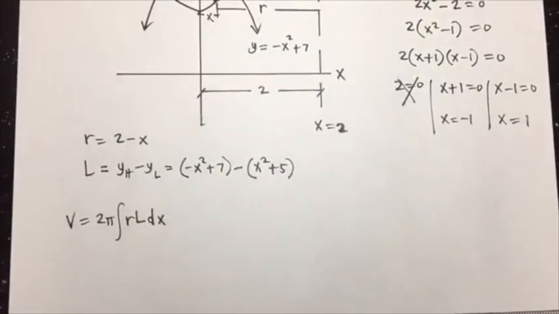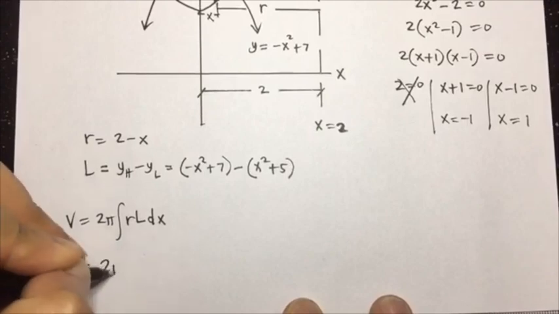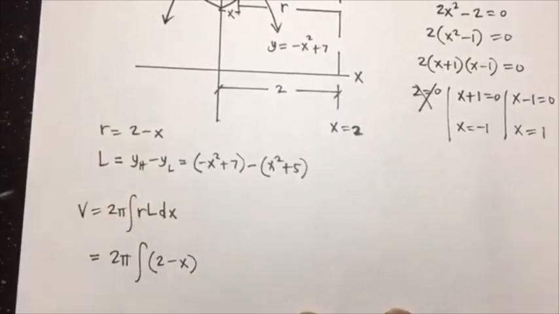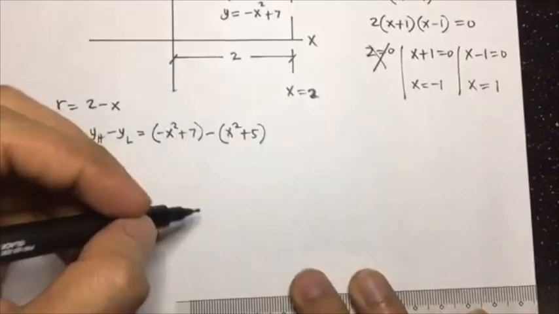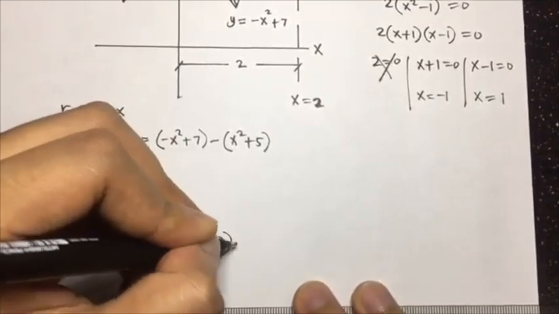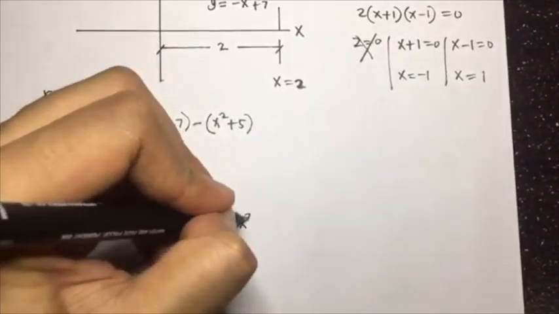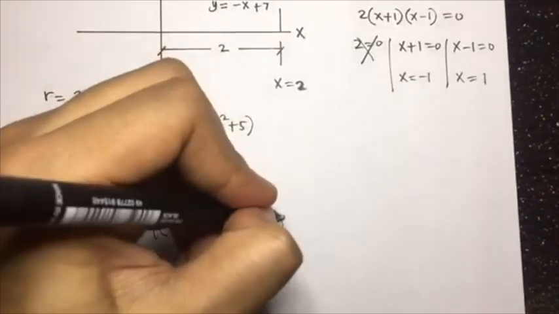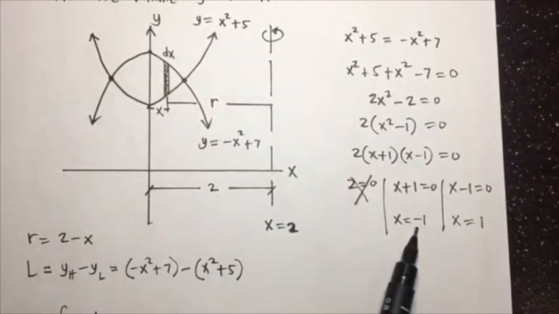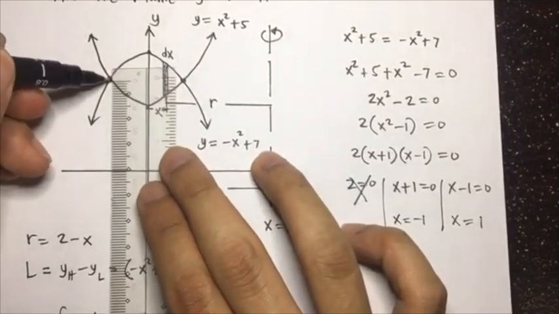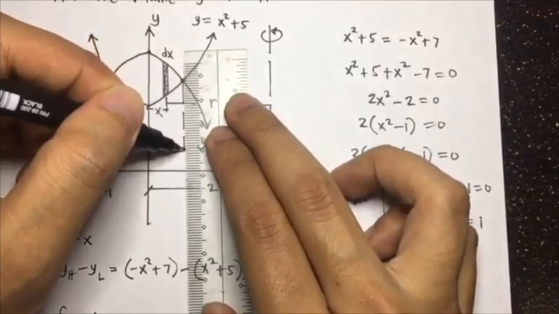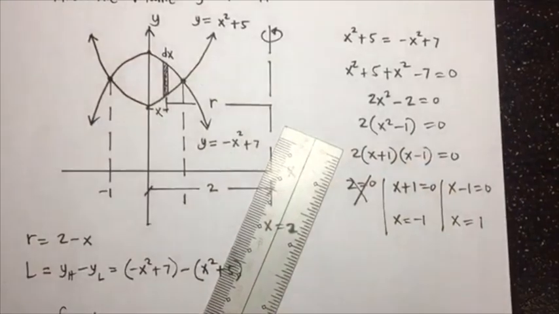Therefore, we will have 2 pi integral of R, where our R is 2 minus x, and then our L is negative x squared plus 7 minus x squared plus 5, dx. The limits of x are from x is equal to negative 1 to x is equal to positive 1.